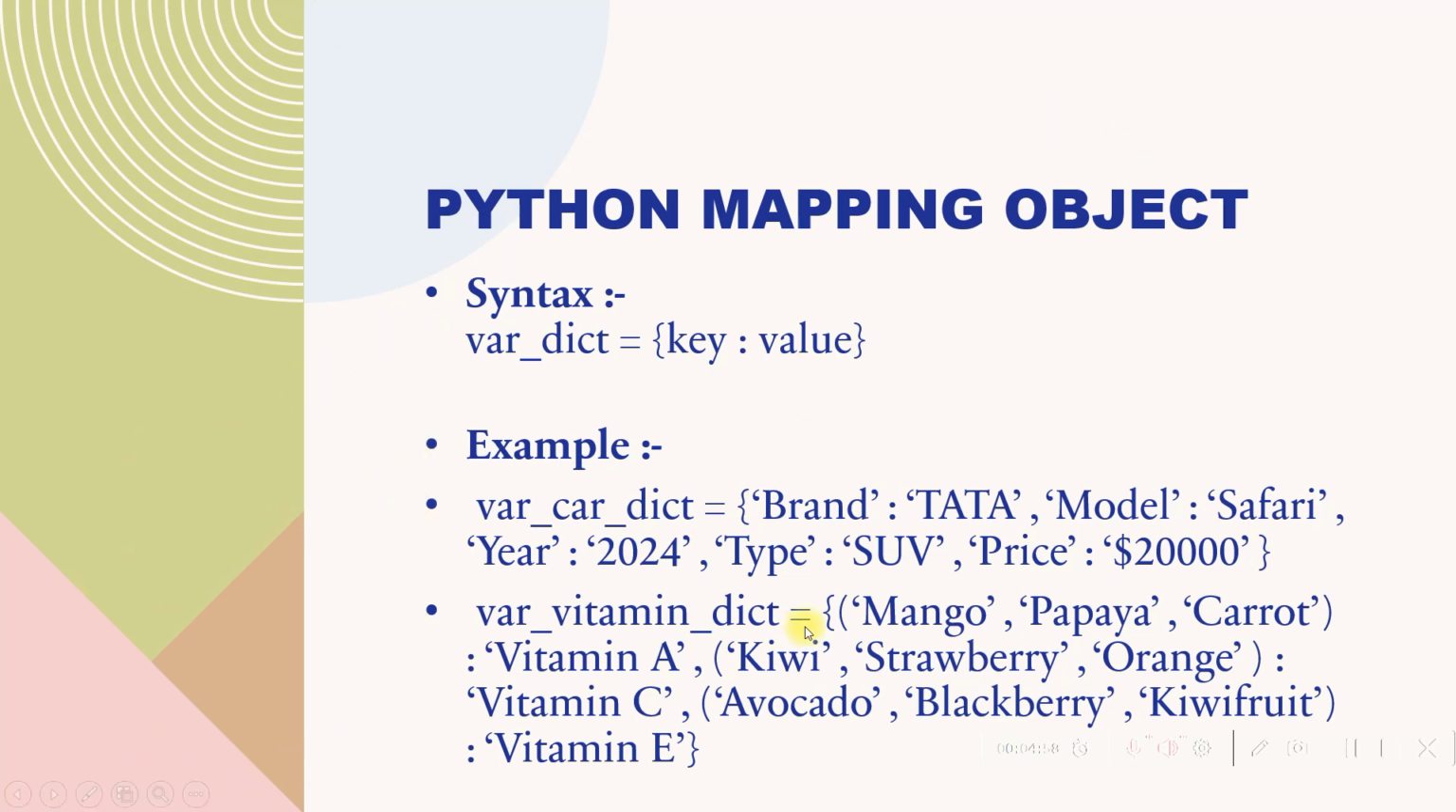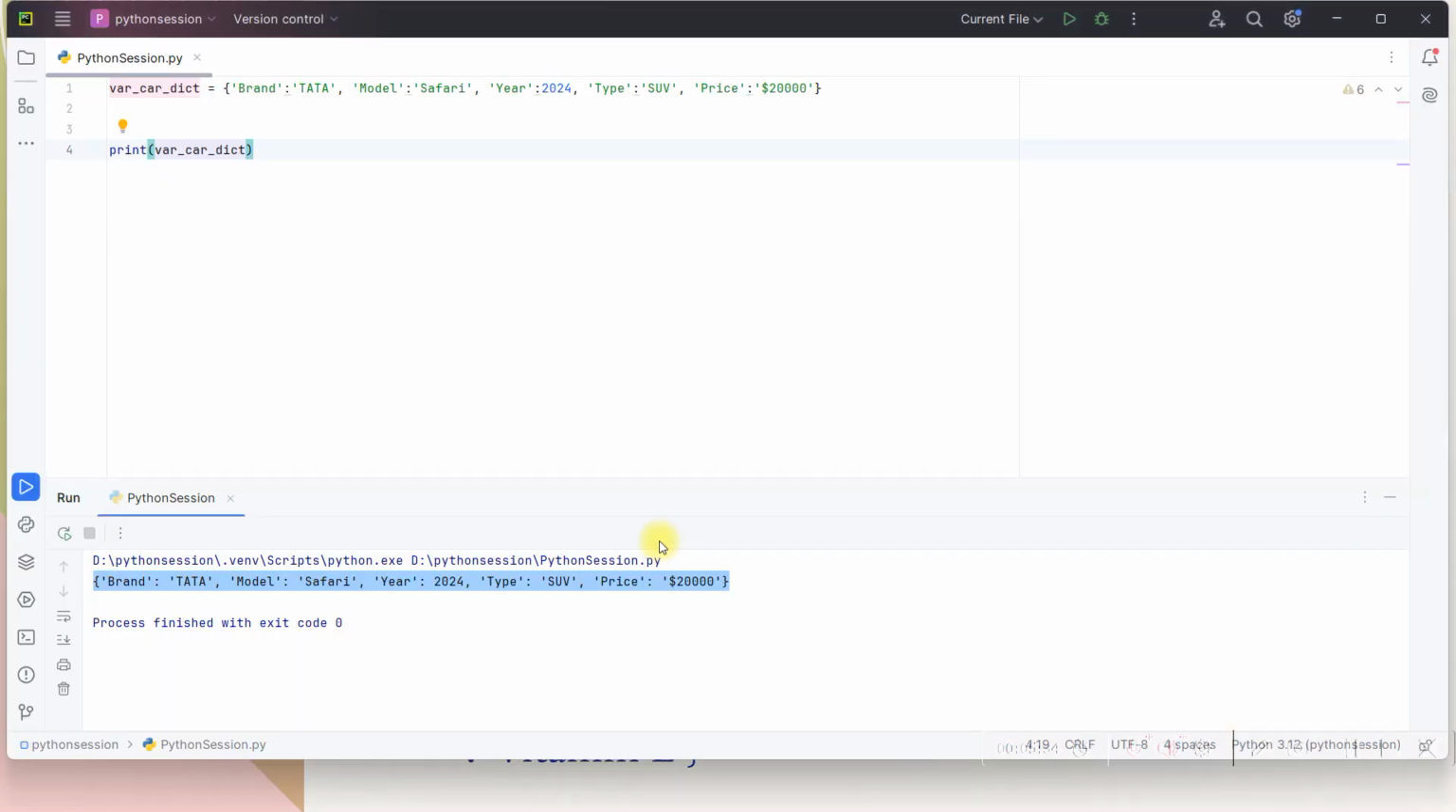Okay, so we can always use a tuple as a key in the dictionary. The key must be immutable, and the value can be either mutable or immutable. So here you can see that this tuple of fruits has been used as a key, and what vitamin these fruits contain is referred to as the value. Now let's try this in PyCharm.